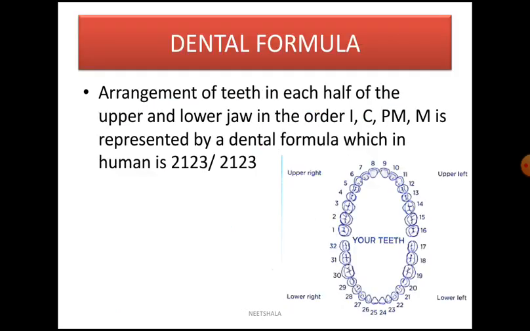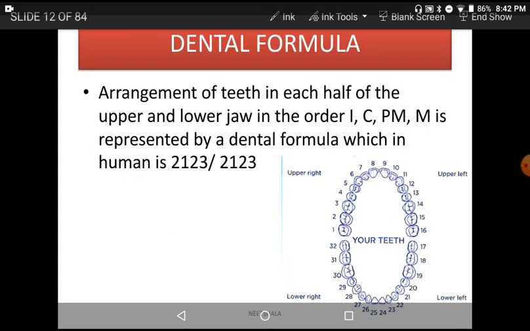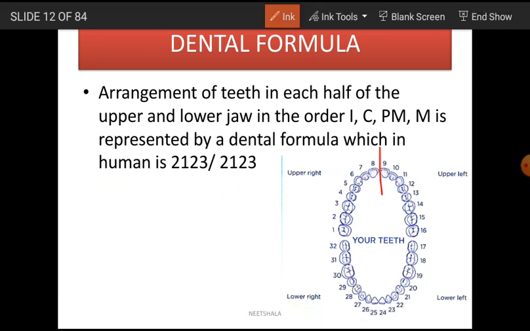So let us now talk about the concept of dental formula. We have seen that our mouth consists of 32 teeth, and these 32 teeth are of 4 different types. Now, what is the arrangement of these teeth? What is the number of different types of teeth present in our buccal cavity? So let us investigate that. For that, I am going to divide the buccal cavity into 2 halves. So I'm going to cut the buccal cavity like this.